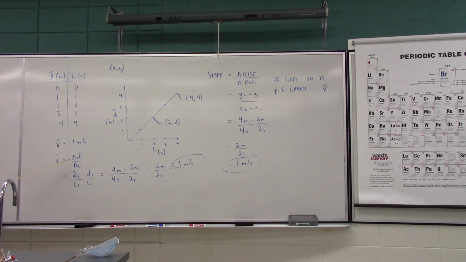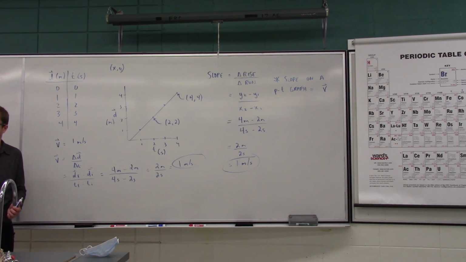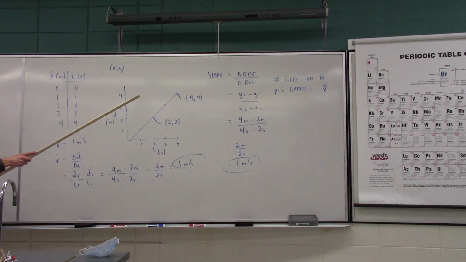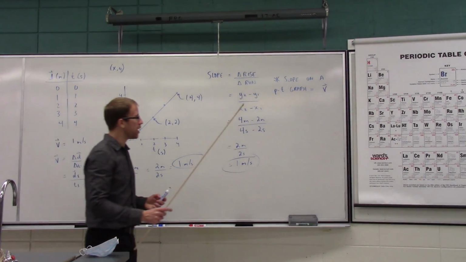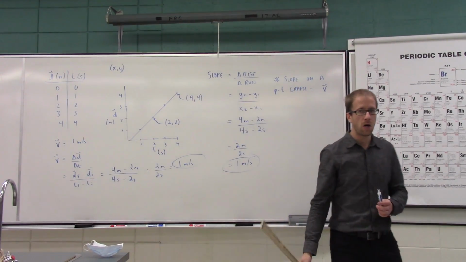Well, what did we do here? We have the change in our position. Well, is our position our rise? Is it our y value? Is our rise our change in position? Yes, it is, right? That is our y value. Our run, is that the change in our time? Yes, it is, right? So our slope is our velocity. That is an essential point to understanding graphs in physics. So on a PT graph, our slope is our velocity.